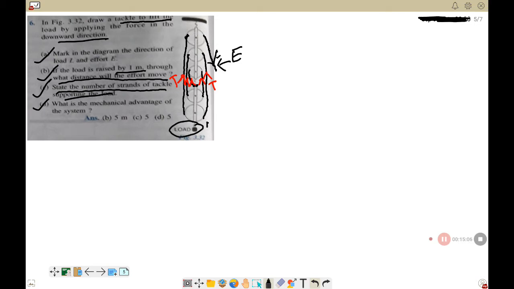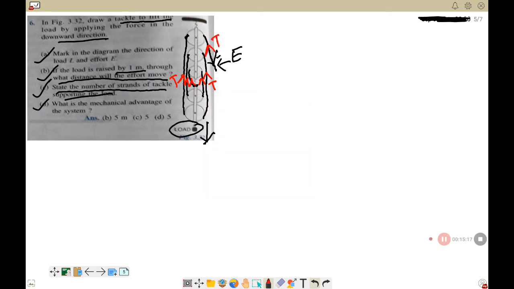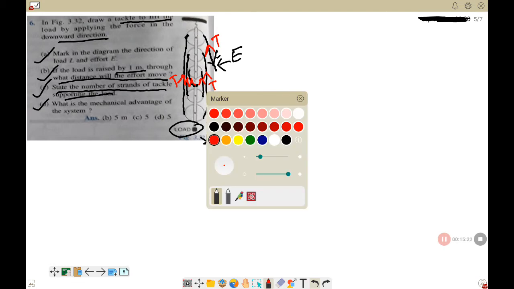Here is my load, which will be acting in the downward direction. So I'll show you in this way, the load in the downward direction as well as the effort in the downward direction. And one tensional force will be here, T, which will be in the upward direction, that will balance the effort. All right, so this is our solution for number A.